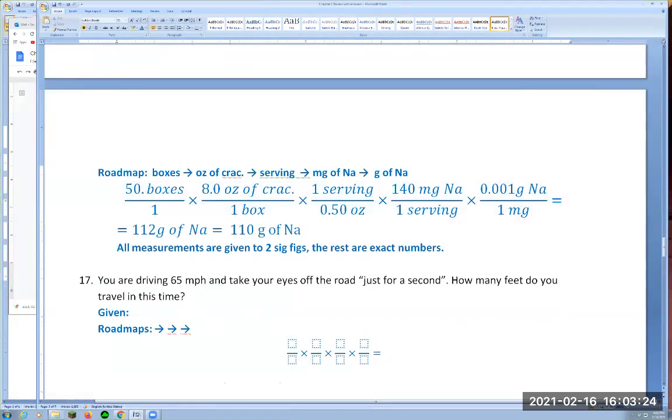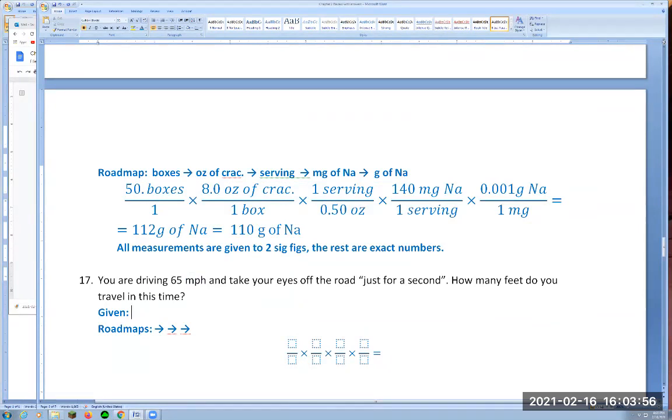So question 17, you are driving at 65 miles per hour. So let me emphasize mph means miles per hour. And you take your eyes off the road just for a second. How many feet do you travel in this time? That's an interesting question, right? It tells you how likely you are to hit something if suddenly there was something in front of you if you drive at that speed.